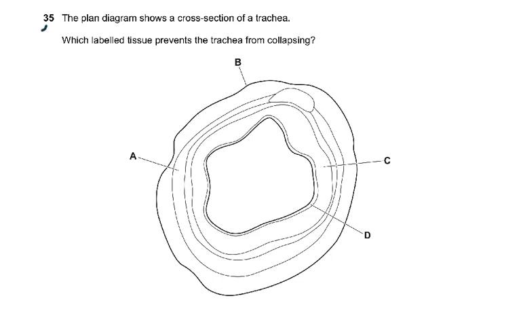Now the plan drawing, question number 35. The drawing shows the cross section of the trachea, which prevents it from collapsing. Now it had to be A. Why did it have to be A? Because you've got to understand that they're showing you the cartilage.